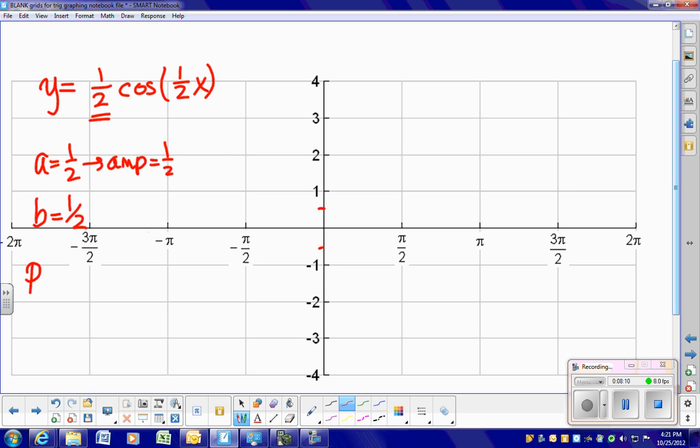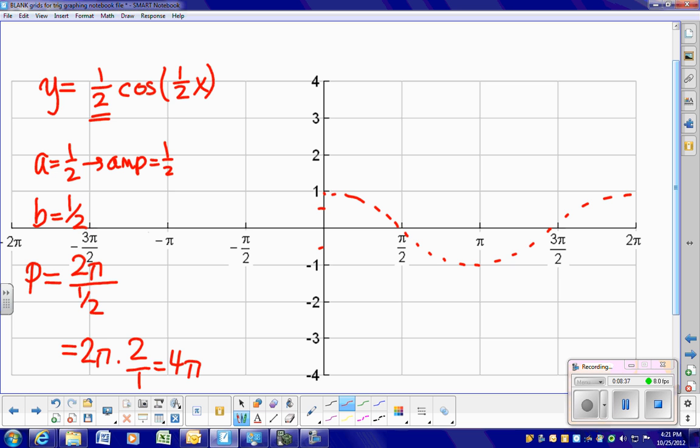And we know that period is found by taking 2 pi and dividing it by B. Now here you need to remember how to divide fractions. We need to just remember to flip it over, right? And multiply instead. And so this would be 4 pi. So this is a graph that's much wider than typical. Usually we'd have a graph of cosine, don't draw this in, but there'd be a graph of cosine that looks like this. That's what it looks like in your yellow packet.